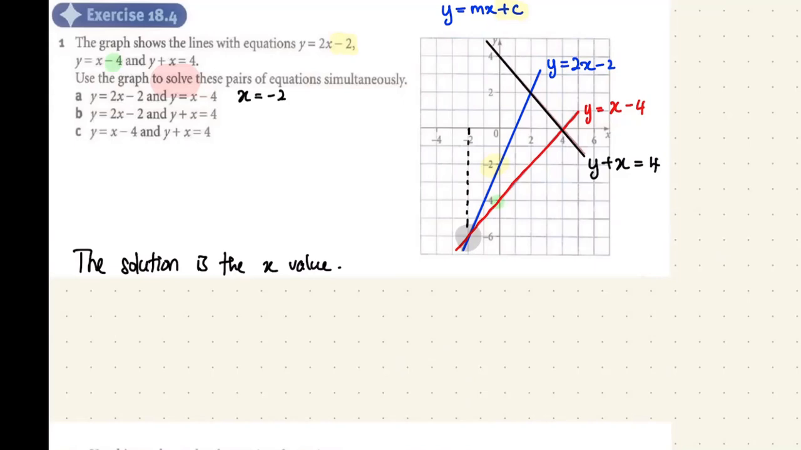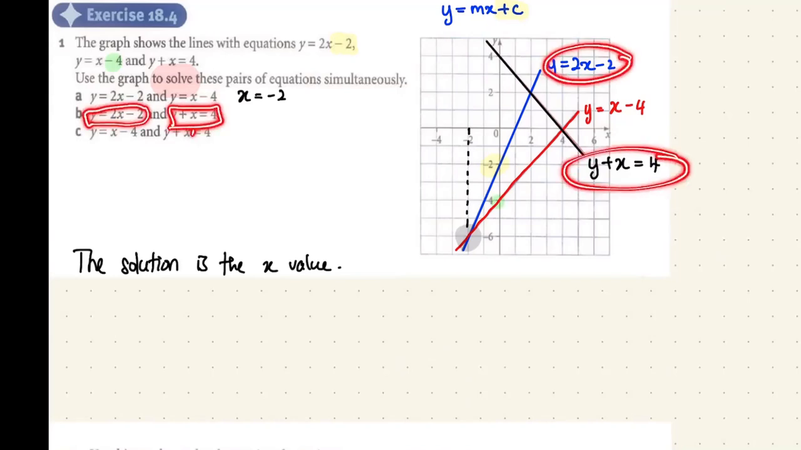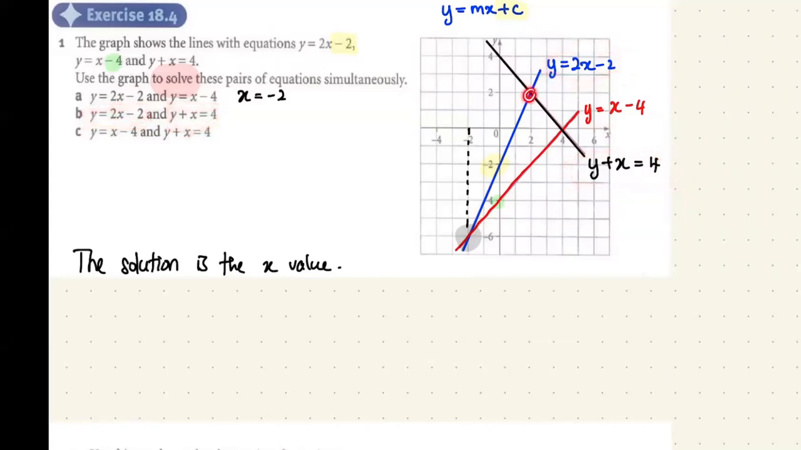Let's do the next one. It says that we need to find the solution for y = 2x - 2 and y + x = 4. The intersection is here, this one. To find the solution, I just need to go down to find the x value. x = 2.